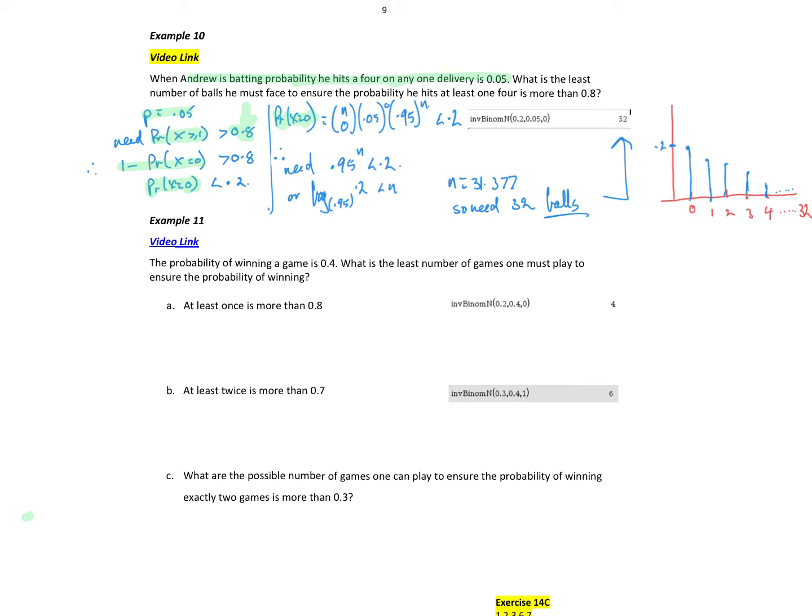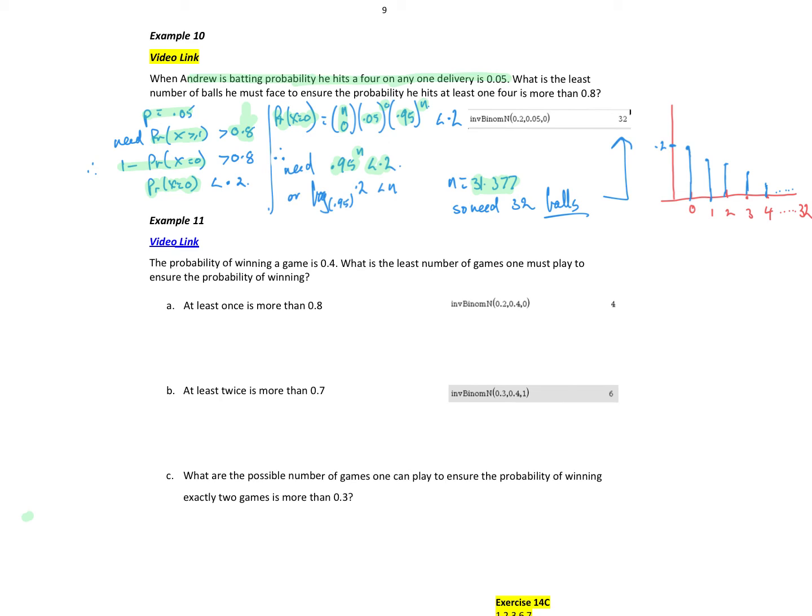So if we work out the probability that x is equal to 0, that's n trials, 0 successes, 0.05 to the 0, 1 minus 0.05 or 0.95 to the power of n. So that all simplifies to leave me with 0.95 to the n is less than or equal to 0.2. And if I solve that on my CAS, I will get 31.377, which means Andrew has to make sure he faces 32 balls. He can't face part of a ball; n is a whole number of trials, so it's either 31 or 32. And if he faces 31 deliveries, the probability won't be quite over 0.8. He's got to make sure he faces that 32nd ball to get the probability above 0.8.